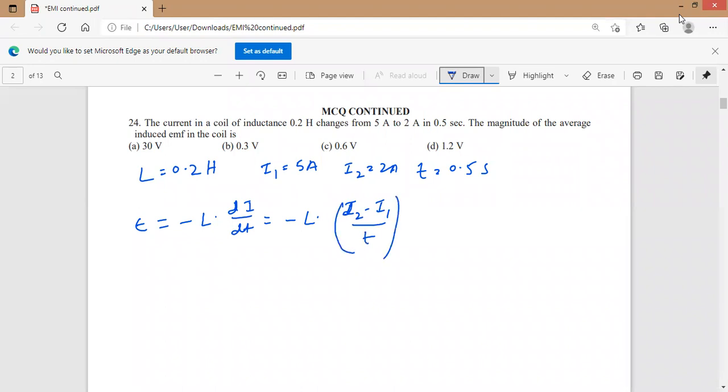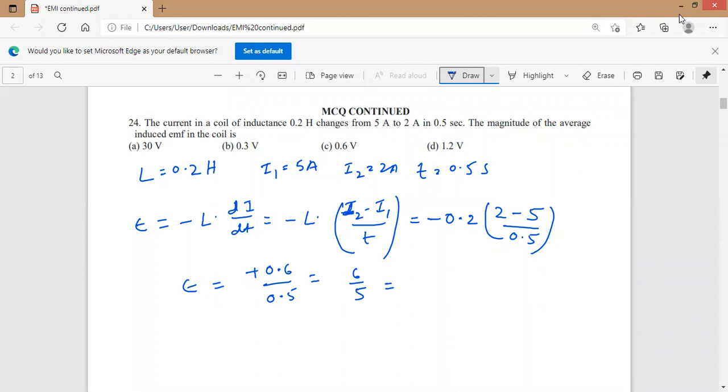This can be written like this. This is I2. So it's a minus L is 0.2. L is 0.2 into I2 is 2 minus 5. I1 is 5 divided by T is equal to 0.5. Then epsilon is equal to minus into minus plus I2. It's 0.6 divided by 0.5. 0.6 divided by 0.5, that is 6 by 5.